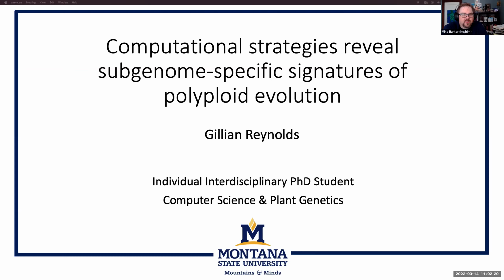Gillian is an individual interdisciplinary PhD candidate at Montana State University in computer science and plant genetics. For her PhD thesis, she is researching computational strategies to identify and leverage subgenome-specific signatures to improve polyploid variant discovery with an emphasis on polyploid crops such as wheat.